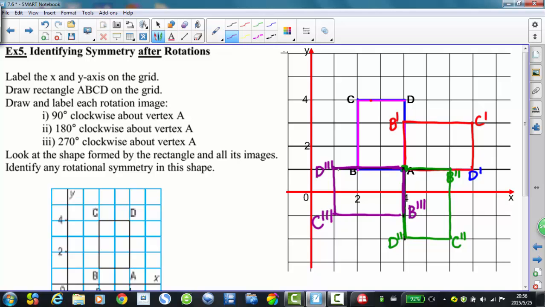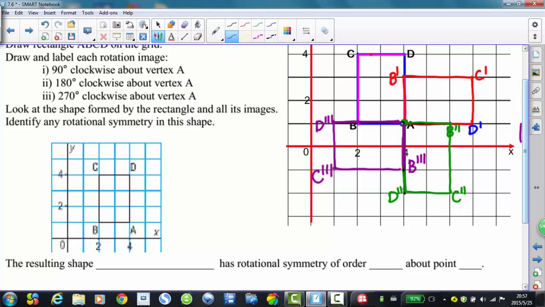It's the rotational image of the original one was 270 degrees clockwise about the vertex A. So right now, let's look at the big shape formed by the original one A, B, C, D, and the first rotational image, the green rotational image, and the purple rotation image. So the resulting shape is B, C, D, B prime, C prime, D prime, B double prime, C double prime, D double prime, B triple prime, C triple prime, D triple prime. So this big shape, let's highlight with yellow.